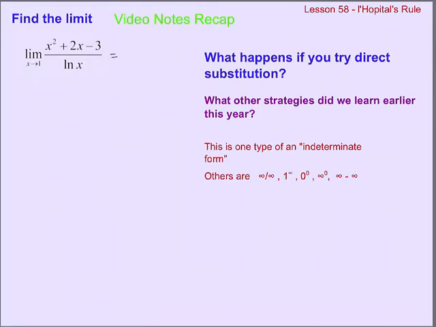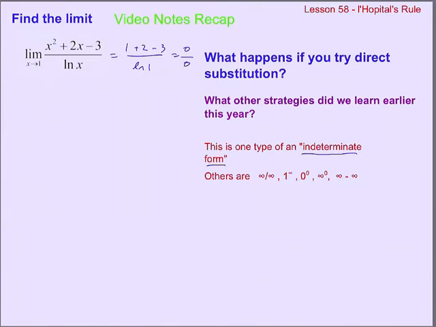If we try to do it with direct substitution, we get 1 squared plus 2 times 1 minus 3, that's 0, over the ln of 1, which is also 0. And we know that 0 over 0 is what we call an indeterminate form. It means that we don't have an answer yet. It doesn't mean the answer is infinity. It doesn't mean the answer is 0. It doesn't mean the answer doesn't exist. It means we don't know it yet.